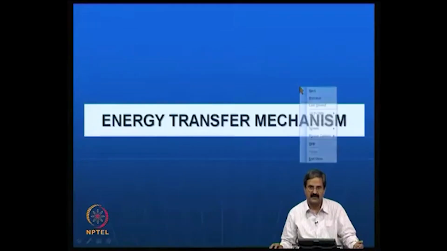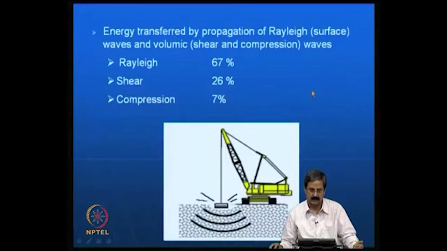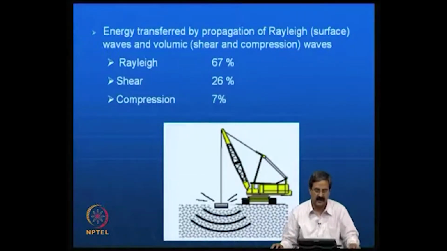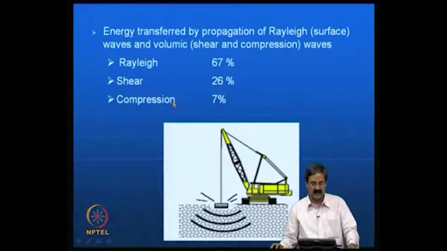And what is the energy transfer mechanism? So, the energy is transferred by the propagation of Rayleigh waves and the volumetric and shear waves. Like we know that when you do the impact test, there are 3 types of waves: shear, compression, and then Rayleigh waves. All the 3 waves are present, and most of the time it is a Rayleigh wave that becomes very significant here.